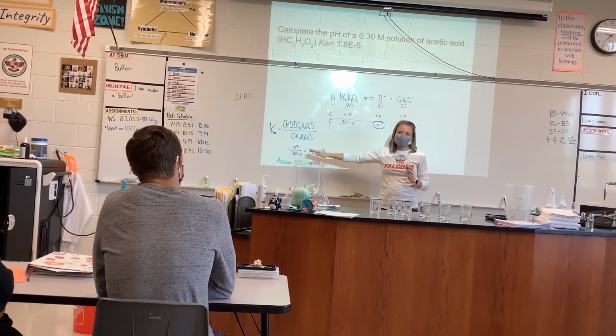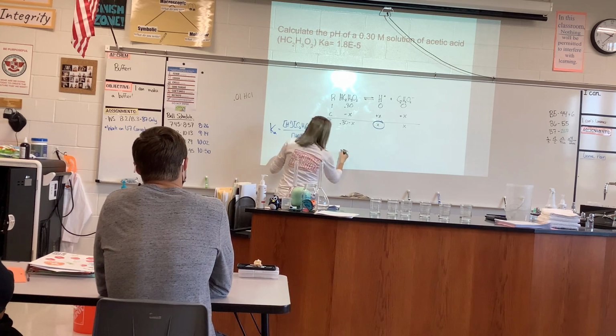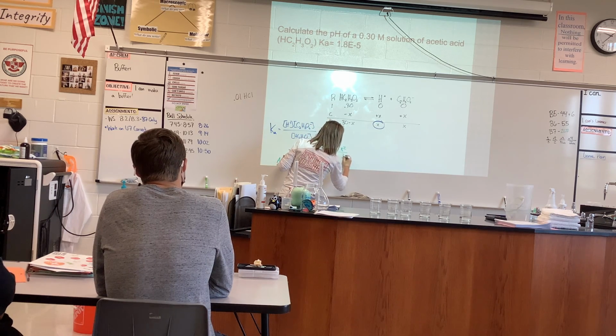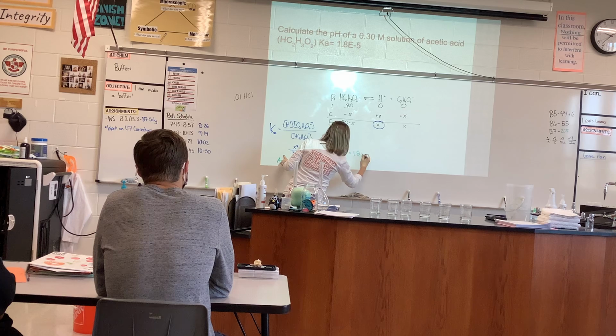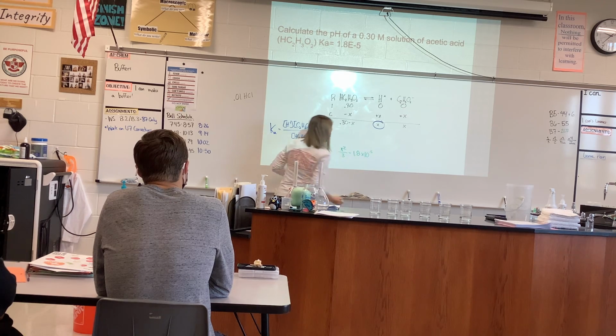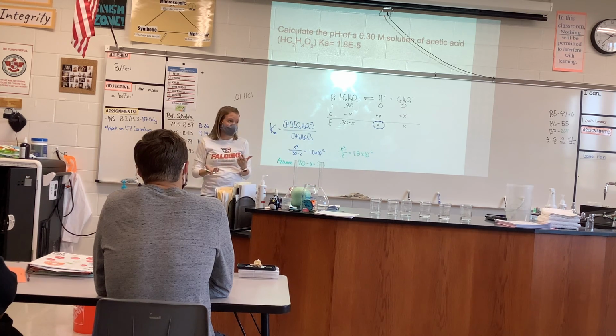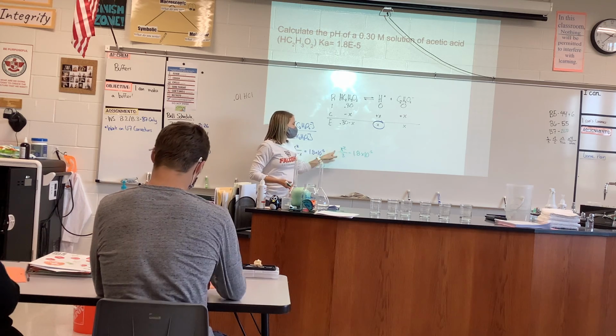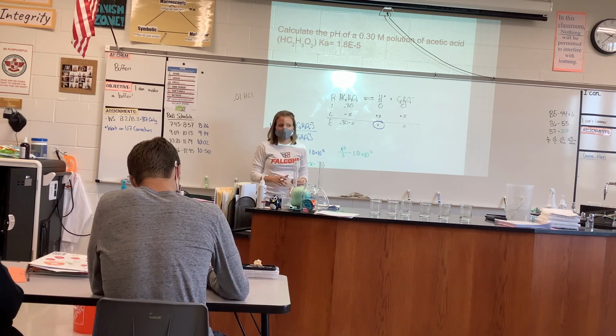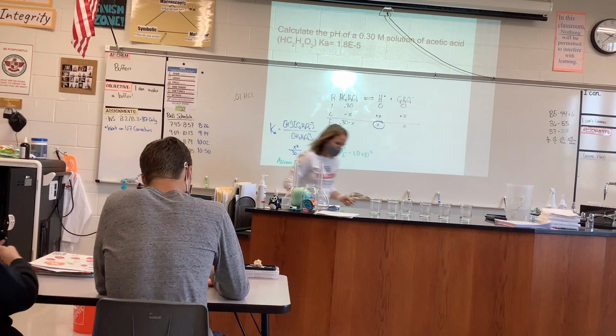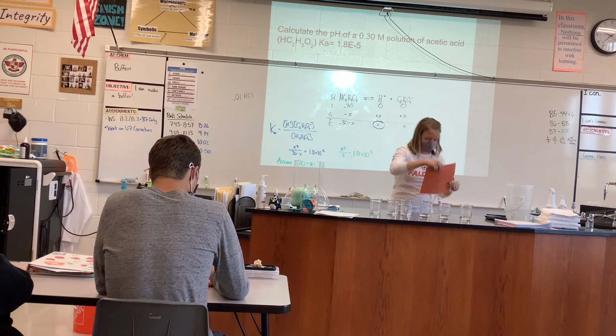So, what this does for our fraction though is it changes it to just x squared over 0.3 now equals 1.8 times 10 to the negative 5, which simplifies it a lot. That's so much easier, because now you just times by 0.3. Yep, and then square root it. Nice. Okay, plug that in and let's see if we get the same answer.